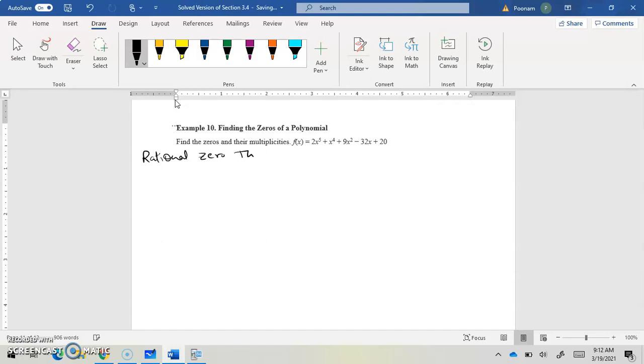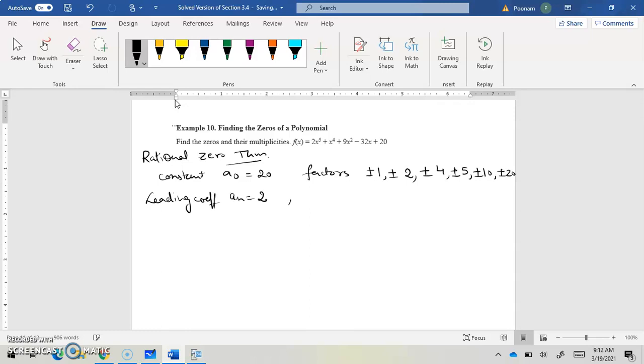zero theorem. So what does the rational zero theorem say? We find the constant term, which is a naught. It is 20 here, and we find its factors, which are plus minus 1, plus minus 2, plus minus 4, plus minus 5, plus minus 10, and plus minus 20. Then we find the leading coefficient, which is an, and it is 2. Its factors are plus minus 1 and plus minus 2.